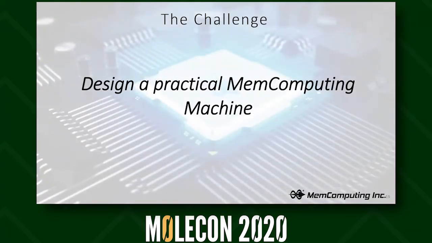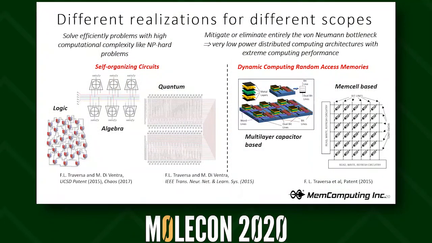And obviously, here is the challenge. That's all theory, but how can we design a practical Memcomputing machine, something that we can actually use to solve hard problems? We have been working since roughly 2015 on designing Memcomputing machines, and we have divided those in two big families. One is self-organizing circuits, which we use to solve hard combinatorial problems, and another family is based on a dynamic computing random access memory architecture. That is, you can imagine really a RAM, but composed of cells that can communicate and can perform computation directly on the RAM without needing a CPU.